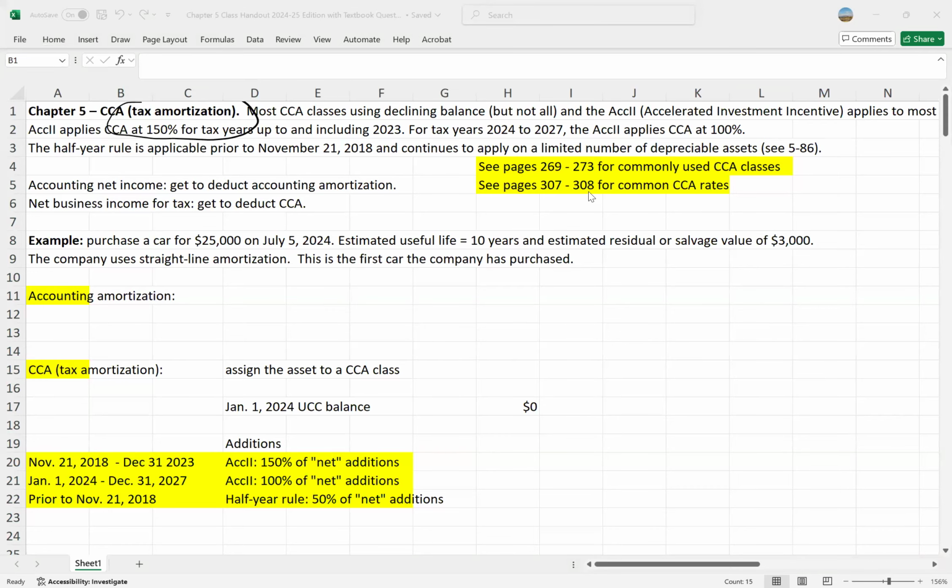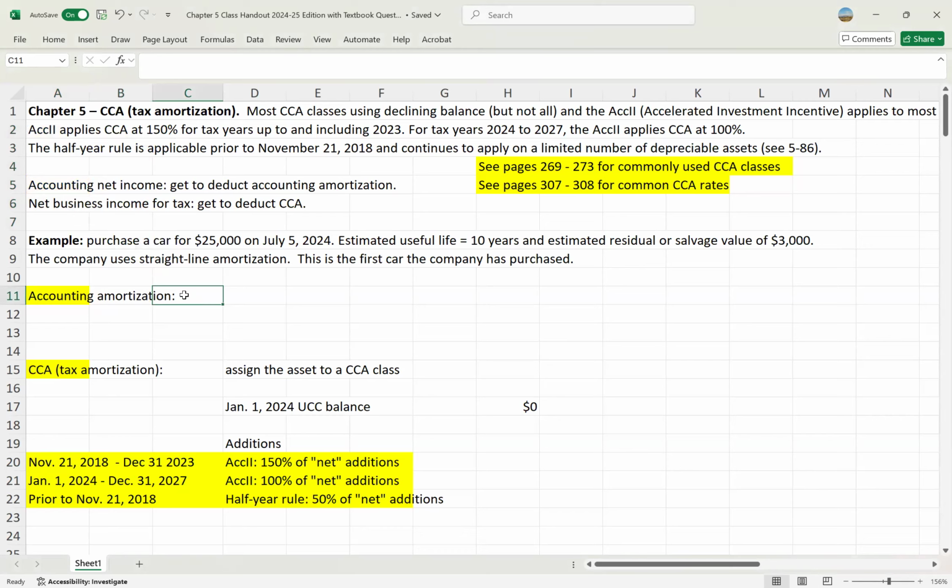Basically, it's depreciable assets, long-term assets that a company buys, and rather than take accounting amortization as a deduction for tax purposes, they're allowed to take what we refer to as CCA, capital cost allowance. So what I want to do is go through this example together, talk about what would happen for accounting purposes, and then talk about what would happen for tax purposes. So let's look at this example together.